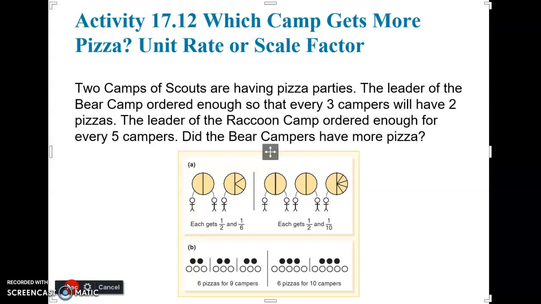Any multiples of 2 to 3 and 3 to 5 can be used to make the comparisons. In approach B, 3 clones of 2 to 3 ratios and 2 clones of 3 to 5 ratios are made so that the number of campers that get a like number of pizzas can be compared.